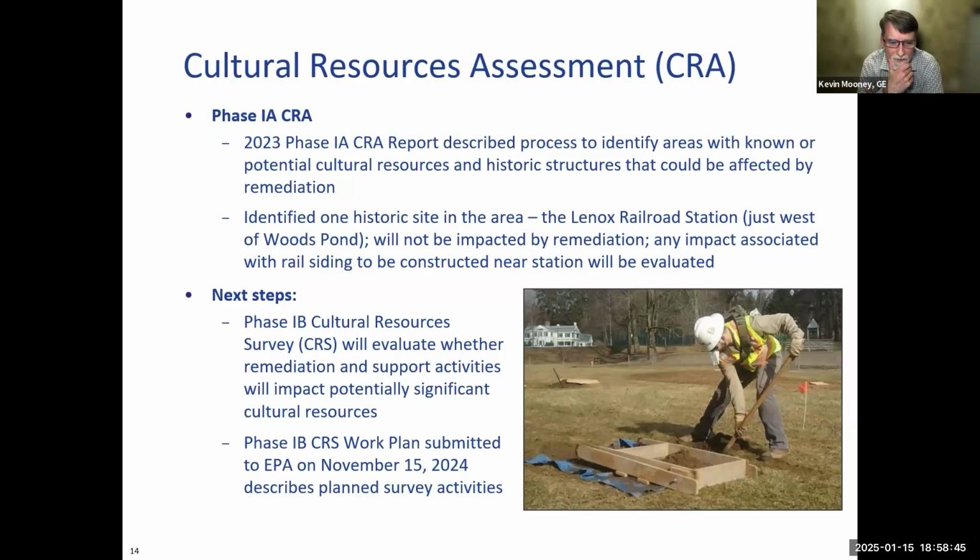So there was a phase 1B CRA work plan submitted to EPA on November 15th, 2024, and it describes these planned activities. What's shown in the picture here, if there's an area that we have to investigate basically in the floodplain, we have to dig a pit and go down. The pit is essentially 1.5 feet by 1.5 feet wide, and it's a square hole. It has to be dug down to 3 feet, and the soil is taken out in lifts of 2 to 3 inches and put through a screen, sifted, and any artifacts found are bagged and sent to a lab for identification. And if there is a significant amount found, then we have to take steps to protect whatever is identified.